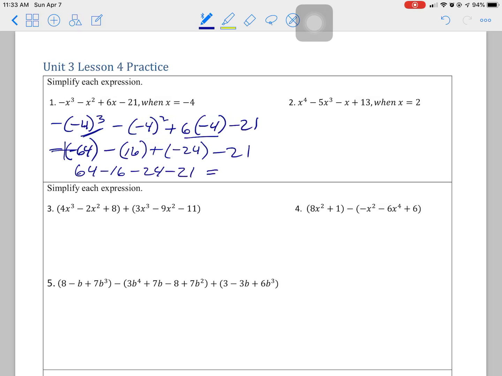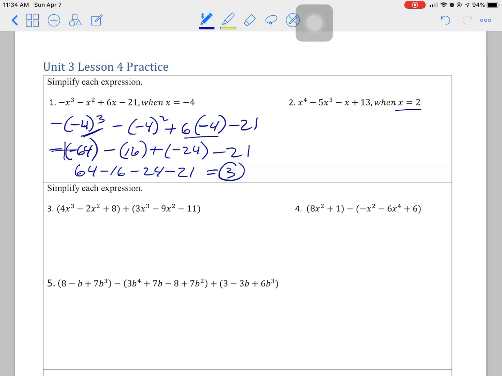Let me check that. 64 minus 16 minus 24 minus 21 is 3. Okay.